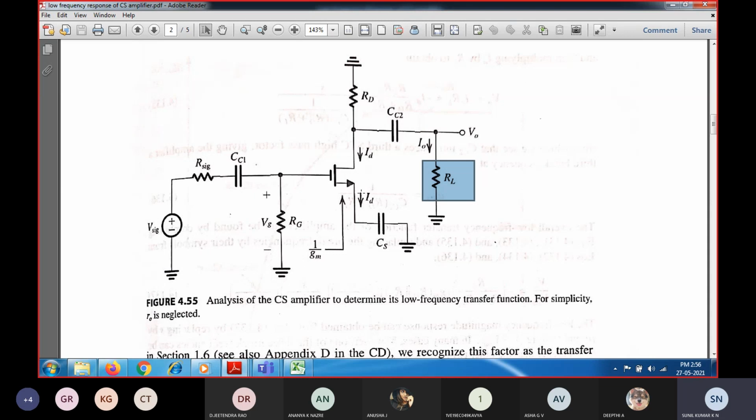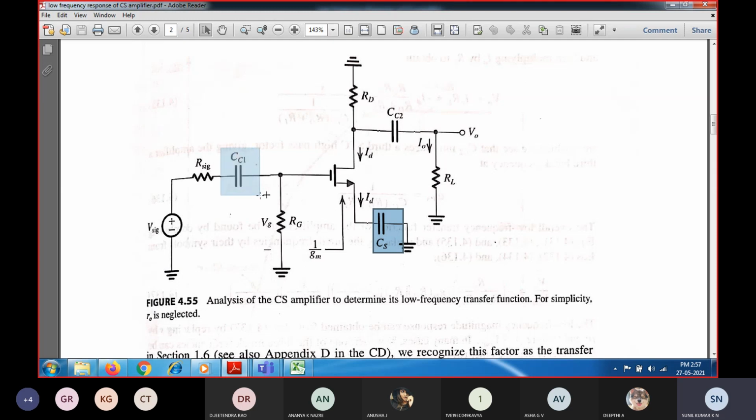Wherever there is no direct path, you are going to have a bypass capacitor which connects between the source and ground. So you are going to have this CS as a bypass capacitance which connects between the source and ground. These three external capacitors, CC1, CC2 as well as CS, are going to reduce the performance of the amplifier at the lower frequency.